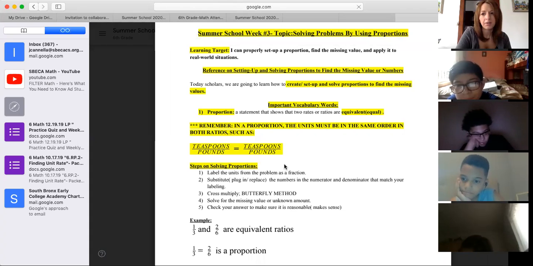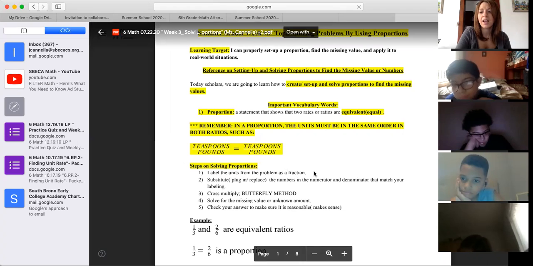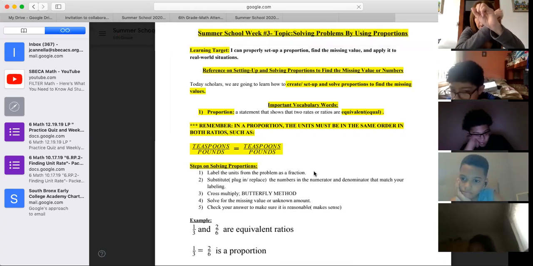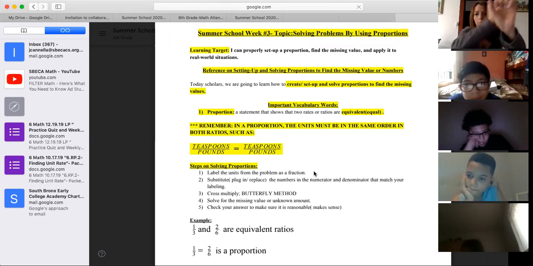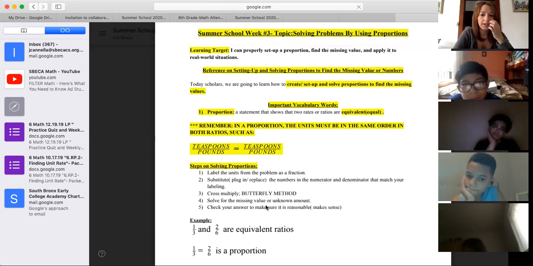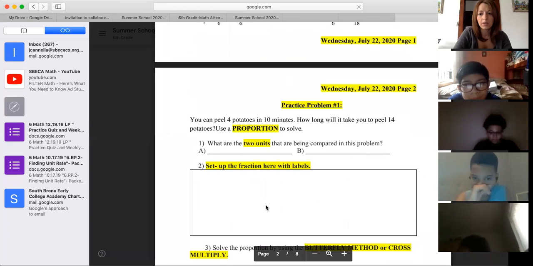So we're just going to add the other side, and we're going to do the butterfly method. Remember the butterfly method? Multiply and divide. That's what we're doing. We're going to label, cross multiply and divide, the butterfly method. That is what we're working on today. Let's get right to work.